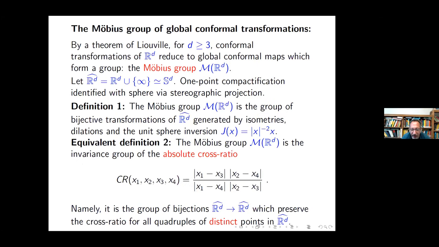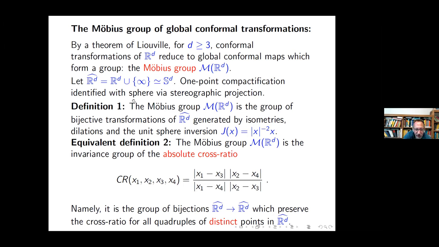All right, so just to recall a few facts. In dimension at least three, by a result of Liouville, the only conformal maps that we have are so-called global conformal maps, and they form a group, the Möbius group. This is on R^D. Let me remind you how one can define this. You add to R^D a point at infinity. This is a one point compactification, but it's basically the same as a sphere using the usual stereographic projection.